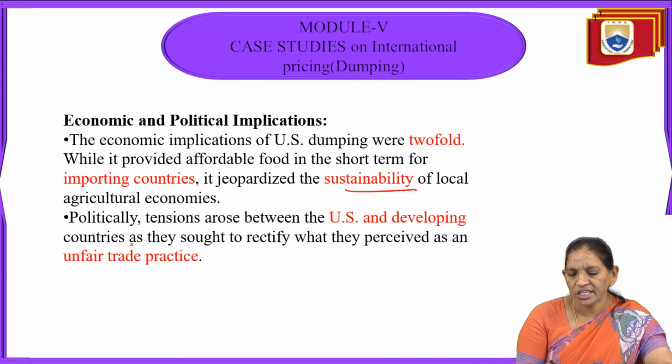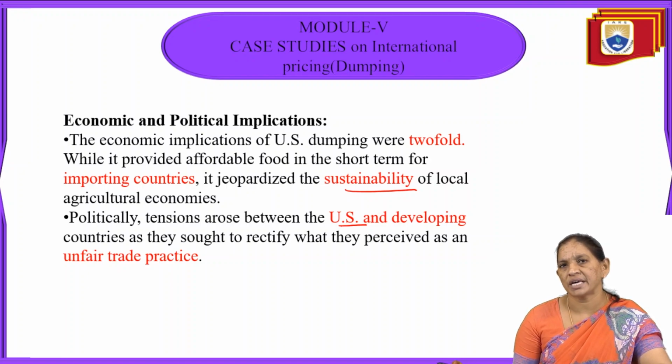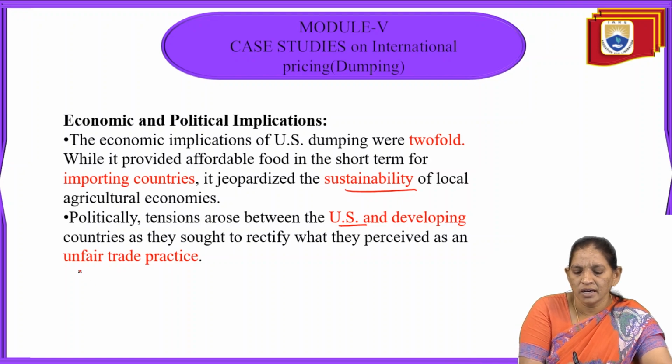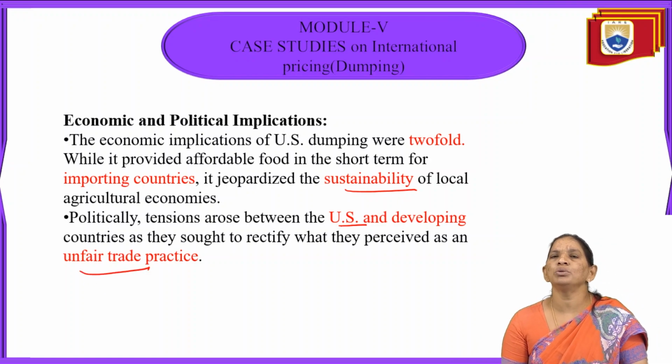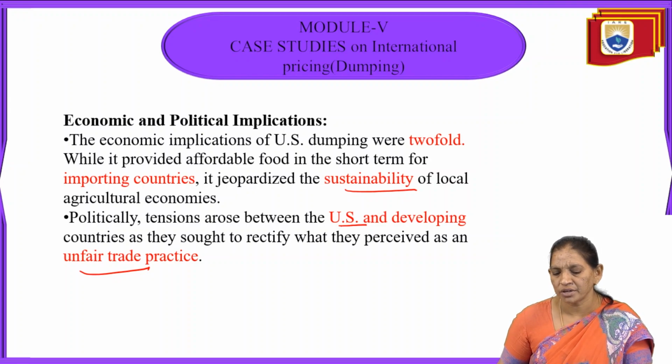So along with that, political tensions arose between the US and developing nations. Due to this dumping of agricultural production, international political tensions arrived. Means the relationship between these developing nations and the US government has been affected, such that the US government has to rectify its dumping activity, which is perceived as an unfair trade practice. Due to the changing political situations with different nations, the US government came forward to rectify its subsidies provided for the local agricultural product and its unfair trade practices.